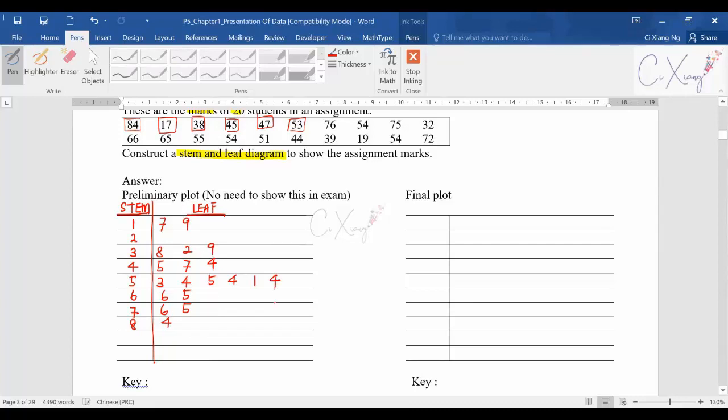54, and then 72. Alright, so if let's say you have 20 data here, then when you count the numbers on the leaf part, you should have 20 data. So don't miss out any value and don't make any careless mistake.